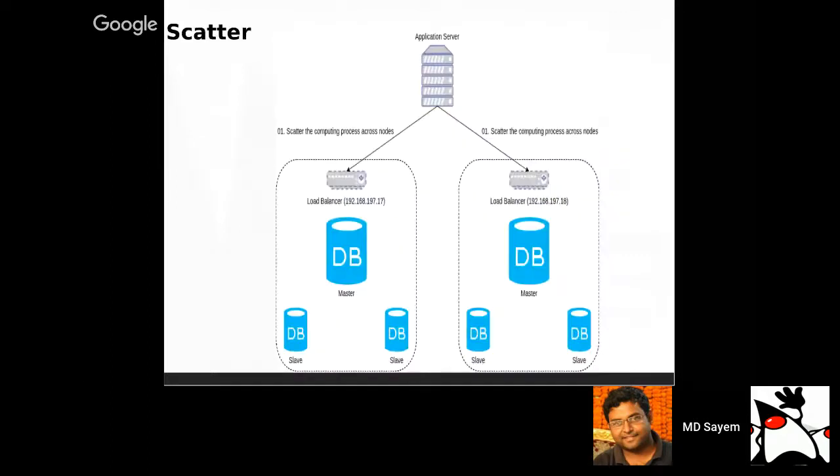So something like this. The application server will issue a command, something like initiate this computing procedure on this left cluster. Initiate this computation procedure on this right cluster. Then this computation procedure will start on the master node. The load balancer will receive that request and then forward it to the master.